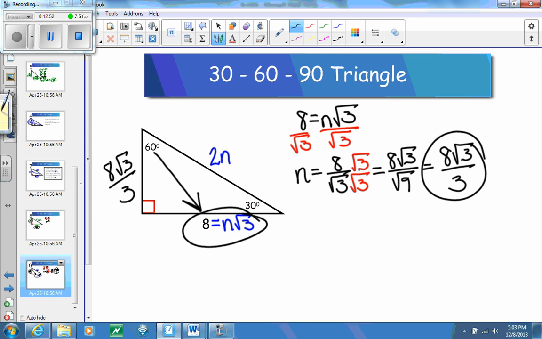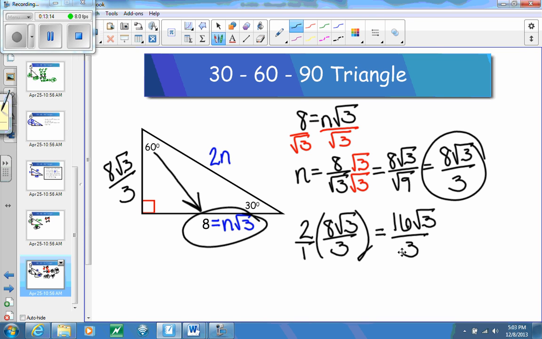The hypotenuse is going to be double that. So if I take 2 times 8 square roots of 3 divided by 3, we're going to multiply straight across. All I'm going to do here is multiply 2 times 8, so that gives me 16 times the square root of 3. 1 times 3 gives me 3. And so our hypotenuse is 16 square roots of 3 divided by 3.